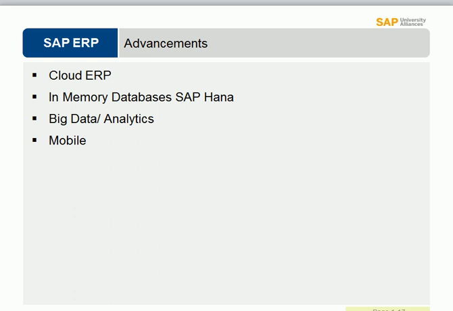And I'm leaving these out for the groups. So the groups will be talking about cloud ERP, in-memory database, big data analytics, and mobile. These are the major advancements that happened in the last 5 years in SAP. So I'll leave that out for the group to talk about.